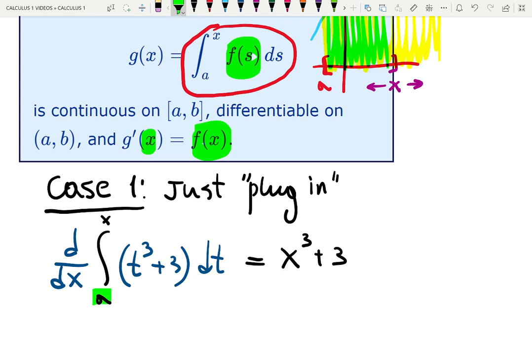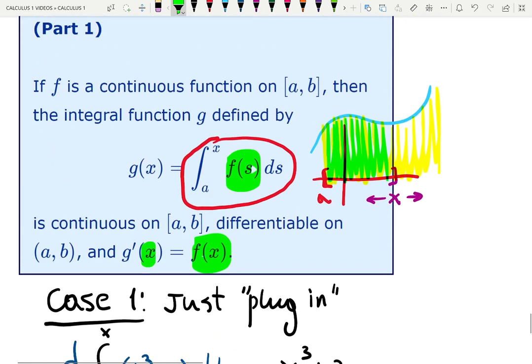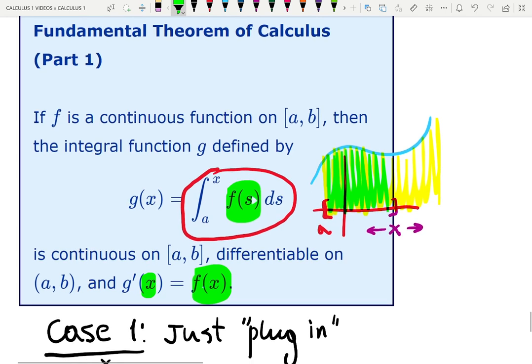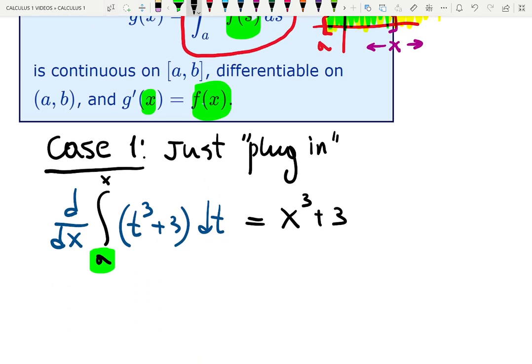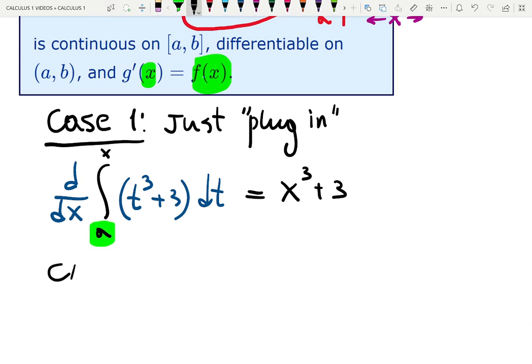And it doesn't even matter what this a is. It kind of has to be part of the restrictions of the theorem, so f should be continuous at that a. So be careful with that. But in all examples you will see, everything works out well.